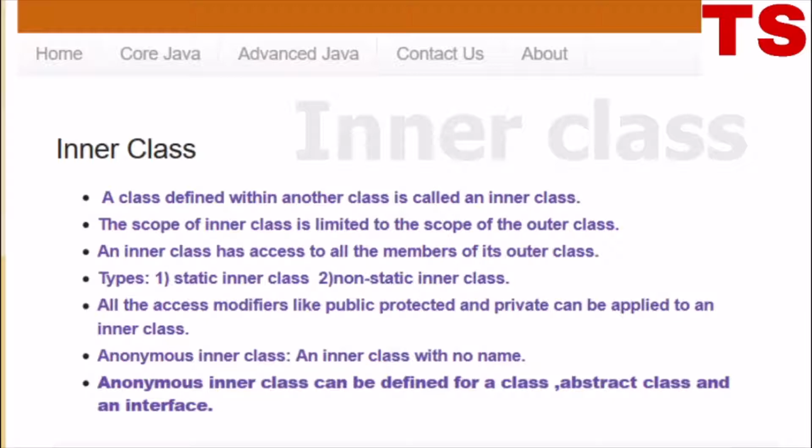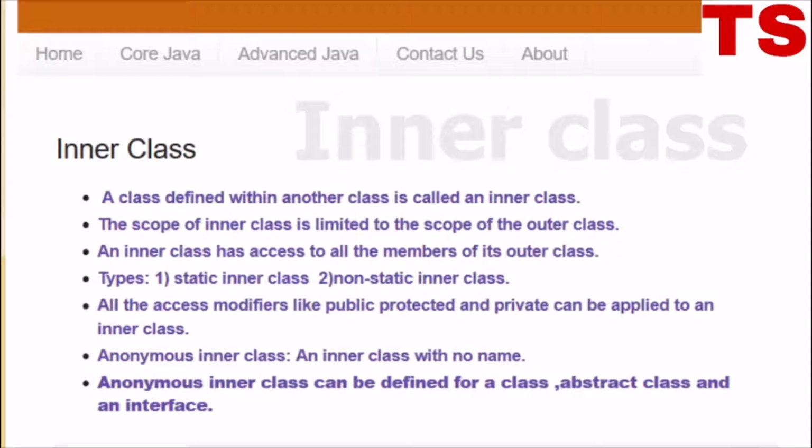We have two types of inner classes. One is a static inner class and the other is a non-static inner class, or a simple class. If you remember, for a class we can't have a protected or private access modifier. But for an inner class we can have all the access modifiers, either public, protected or private.